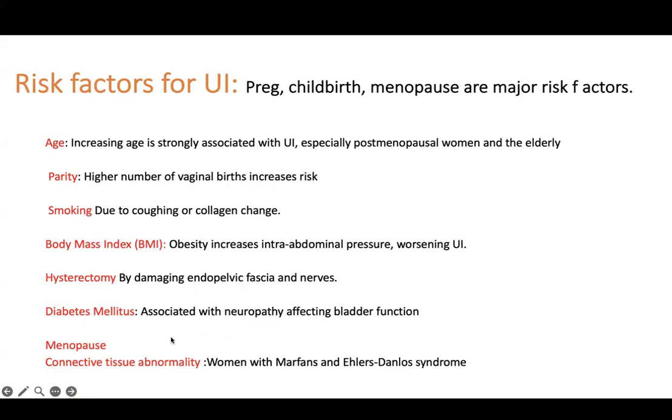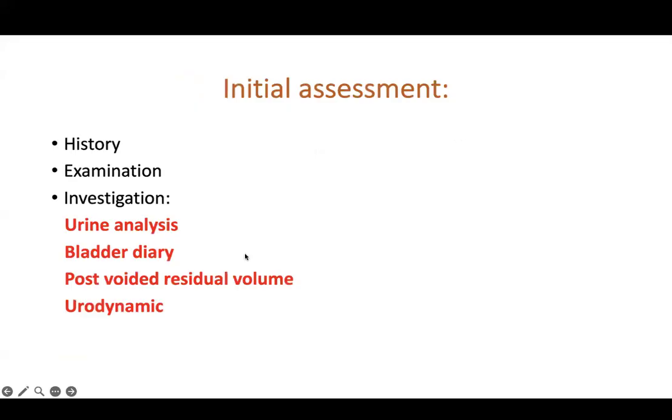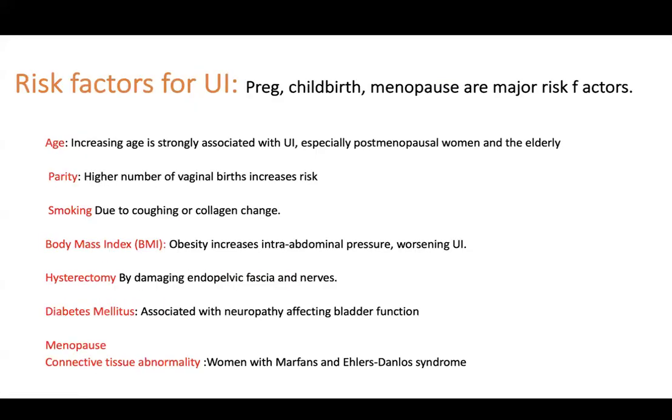And menopause, we all know in menopause there is estrogen deficiency, which causes weakness of the pelvic floor muscles and the related organs, which is responsible for aggravation of the condition. And connective tissue abnormalities like Marfan syndrome and Ehlers-Danlos syndrome. So these are the risk factors.